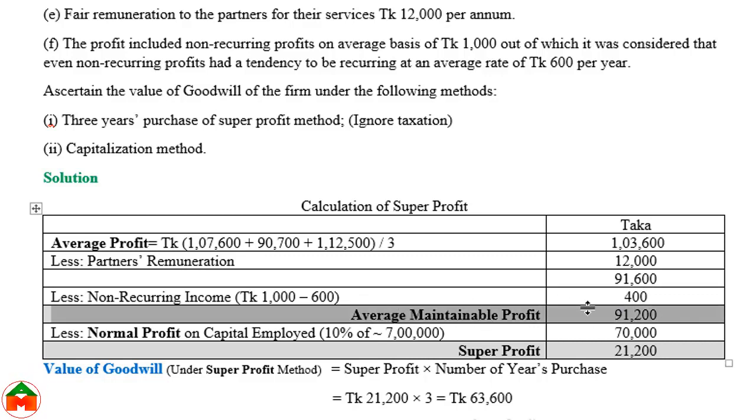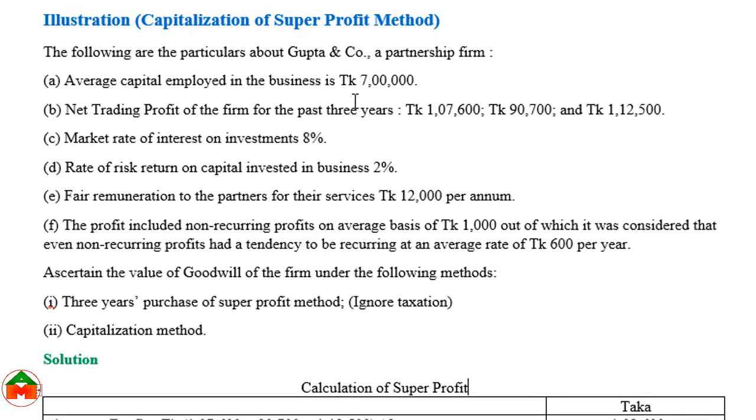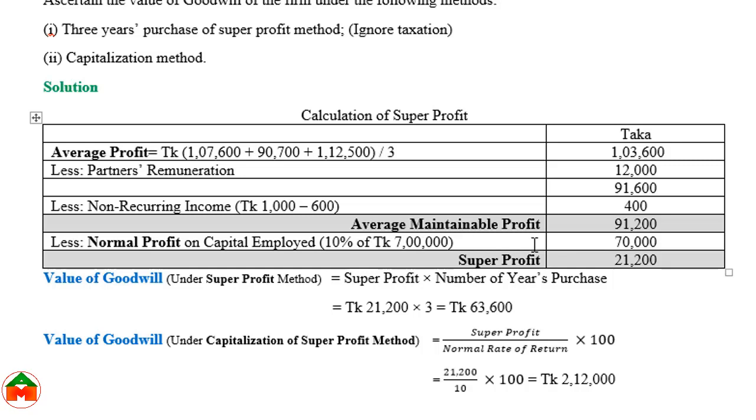And we already know that from average maintainable profit, if we deduct the normal profit or normal return, we will get the super profit. To get the normal profit, we need to multiply the capital employed by the normal return. We can see the capital employed is 7 lakh and normal return would be 8% plus 2%, 10%. Normal return from the capital employed is 70,000, and this is deducted from the average maintainable profit. If we deduct the normal profit from the average maintainable profit, we will get the super profit. Here the super profit is 21,200.